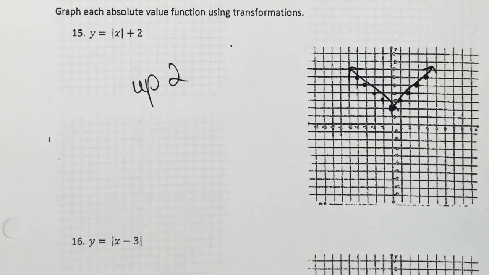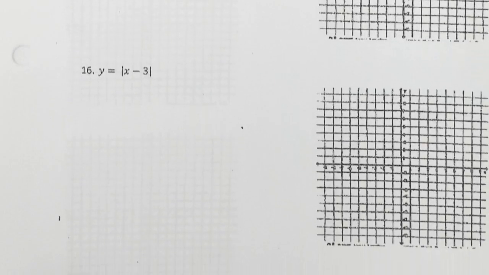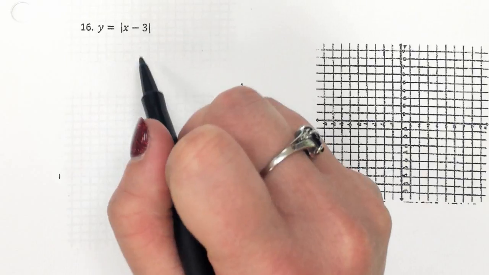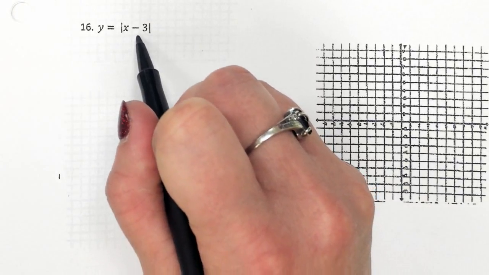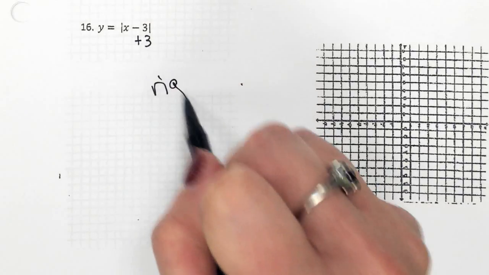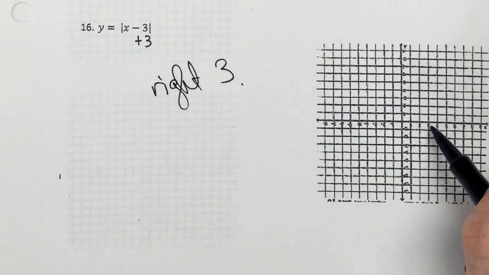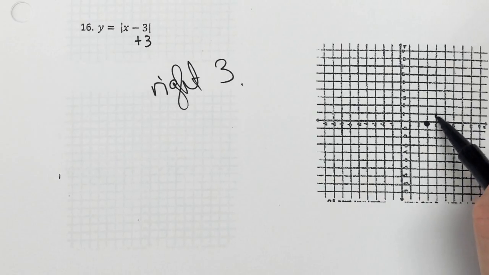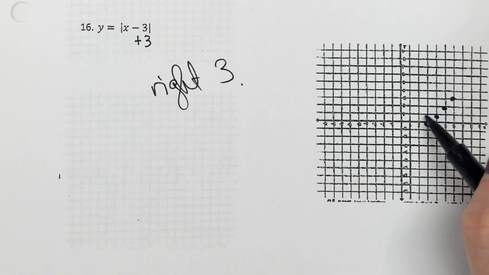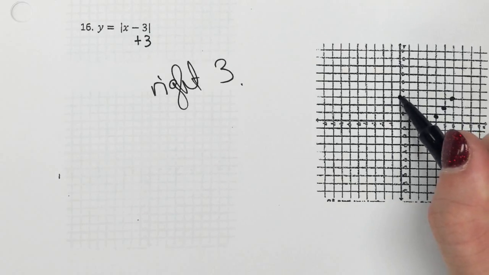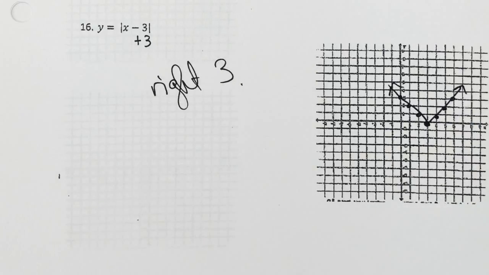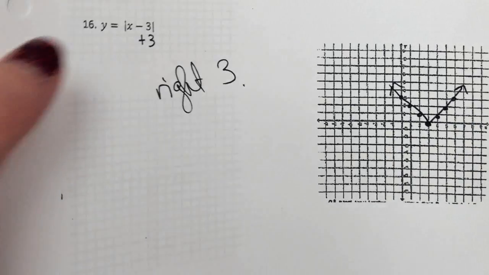Alright. What about number 16? Mario, what's number 16 tell you to do? Which, positive 3? There you go. So I'm going to go right 3. Very good job. And then, Reagan, what's my slope? There you go. But since it's an absolute value, I've got to go both ways. Y'all okay? Yeah? All right, let's flip over. Keep going with your partner.